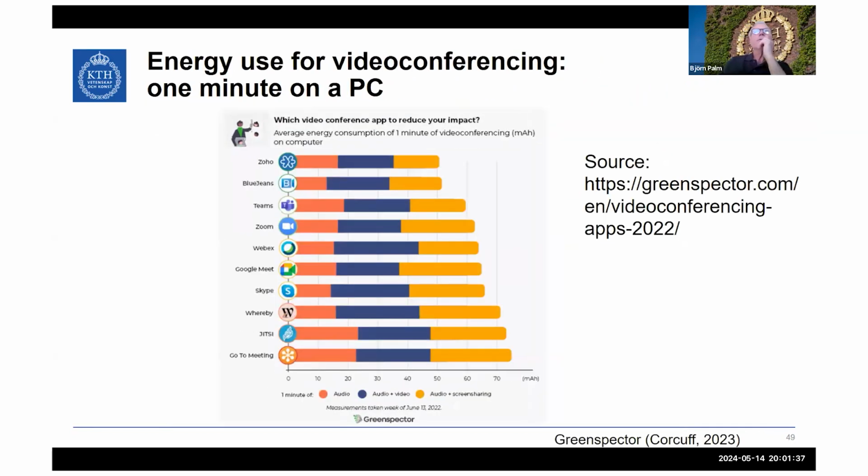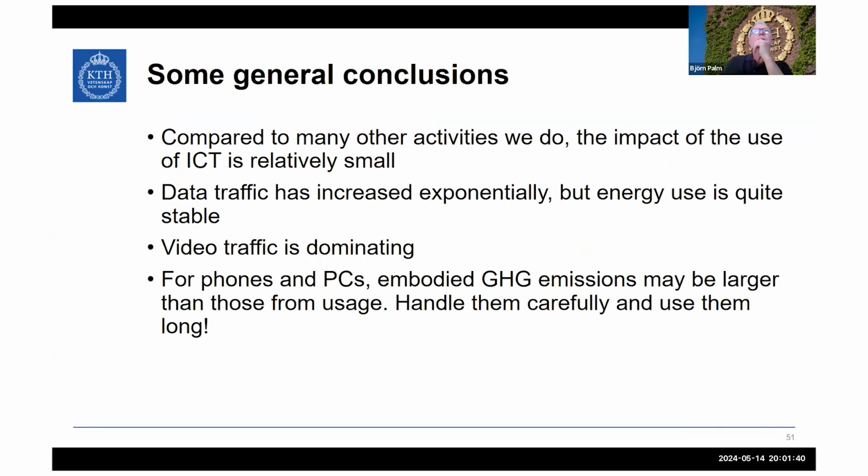So we looked at the conferencing tools, and we're coming close to the general conclusions here. So a general conclusion in total, I would say, is that compared to many other activities we do, the impact of the use of ICT is relatively small. We cannot compare it to taking the car downtown or going on a holiday by train or something like that. So we should be aware of the difference in scale here between using our phones or PCs and doing other activities.